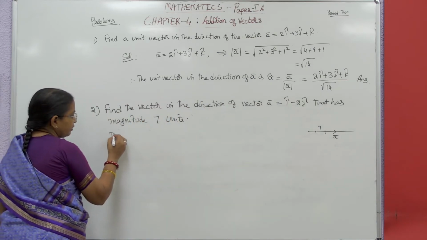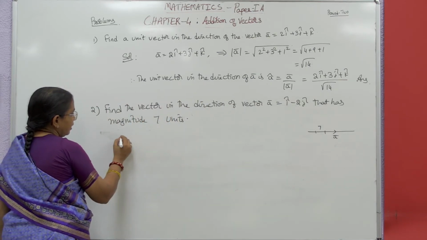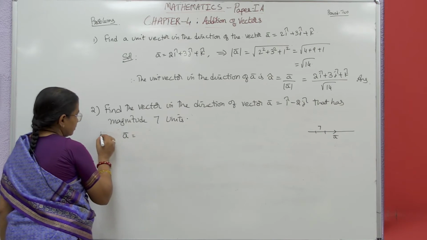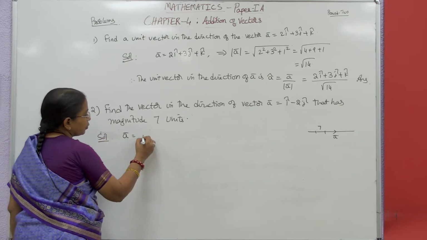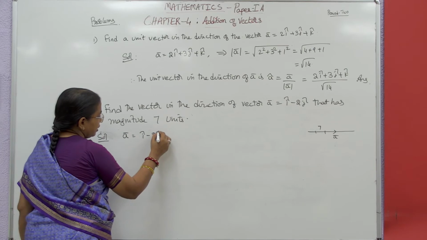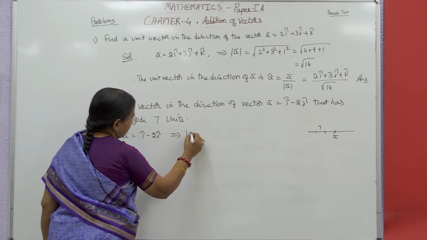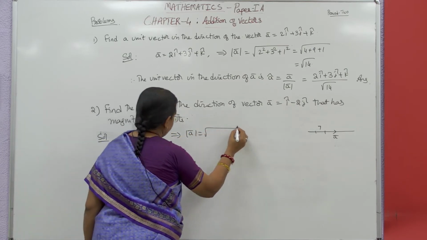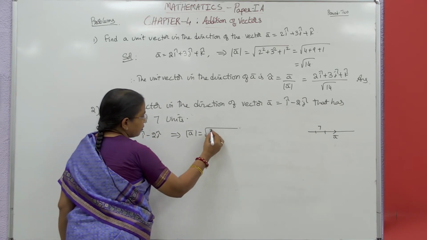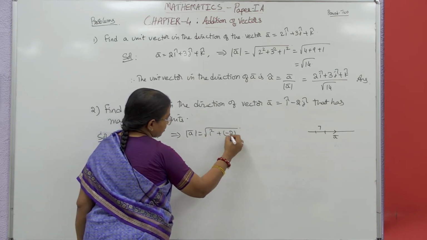So given A is equal to i minus 2j. Now we'll find mod A. Mod A is equal to root of 1 square plus minus 2 whole square.